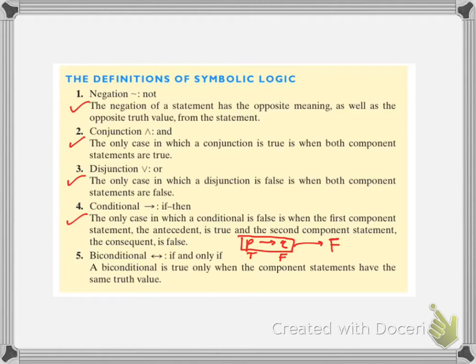The biconditional is true only when the component statements have the same truth value. So if I have P implies Q if and only if, if this one's true and that one's true, then this would be true. Or if this is false and this is false, then that'd be true, as long as they have the same truth value. All the other two cases would be false. The overall statement would be false.